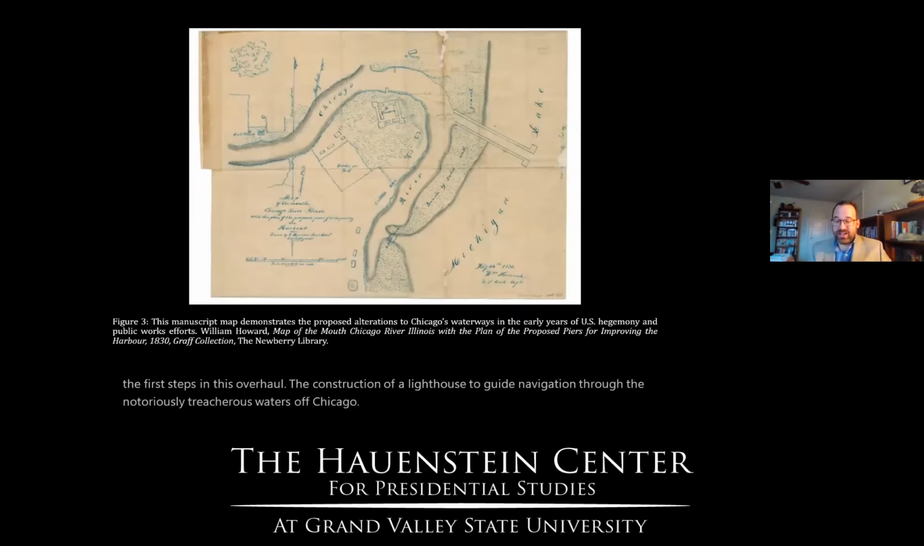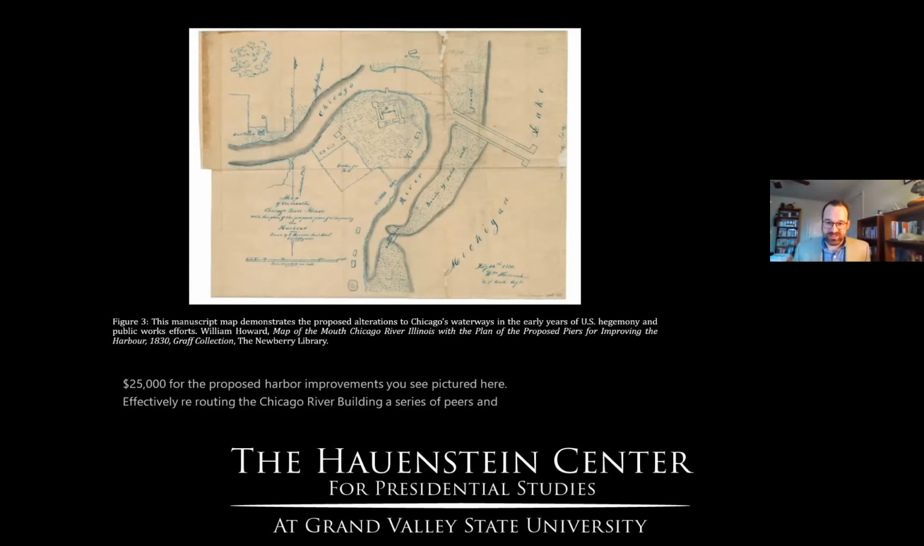Congress allotted $5,000 to build a 50-foot structure along the shoreline. And even though this first lighthouse fell, within 6 months, federal funds financed the construction of a second lighthouse near the same spot. The federal government would further invest in Chicago by earmarking an additional $25,000 for the proposed harbor improvements you see pictured here, effectively rerouting the Chicago River, building a series of piers, and restructuring Chicago's lakefront.